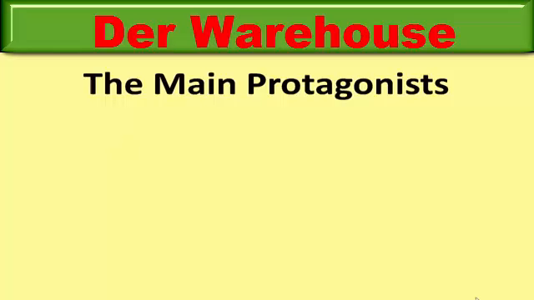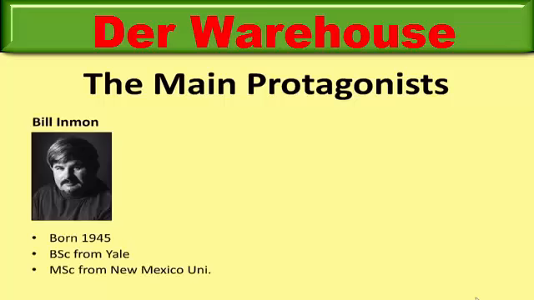Introduce you to the two people who got data warehousing going. The first is a chap called Bill Inman, born in 1945 and got his degree from Yale before moving on to New Mexico University to get his master's in computing. And he had an idea. He'd seen that all databases, to be proper databases, had to be in third normal form.